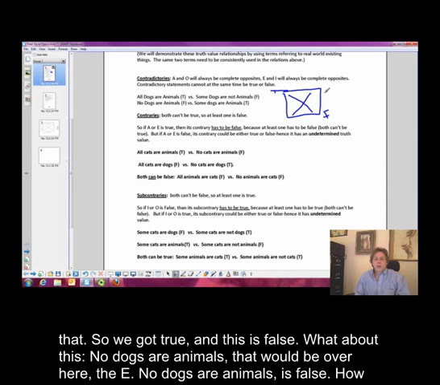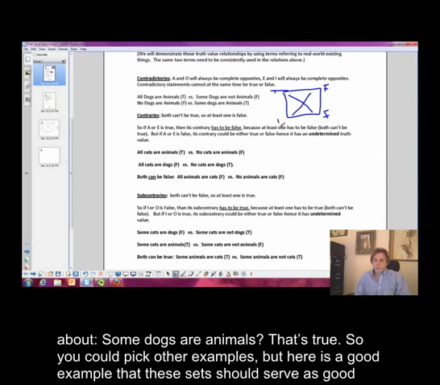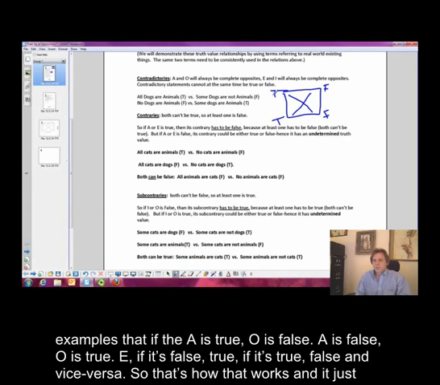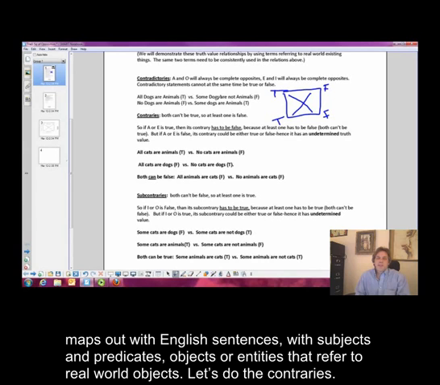What about this? No dogs are animals. That would be over here, the E. No dogs are animals is false. How about some dogs are animals? That's true. So you could pick other examples, but these sentences serve as good examples that if the A is true, O is false. A is false, O is true. E, if it's false, then its contradictory is true, and if it was true, false, and vice versa. So that's how that works, and it just maps out with English sentences with subjects and predicates that refer to real-world objects.